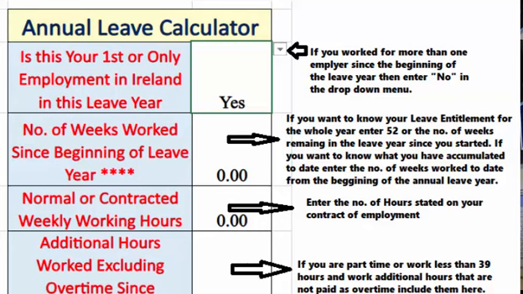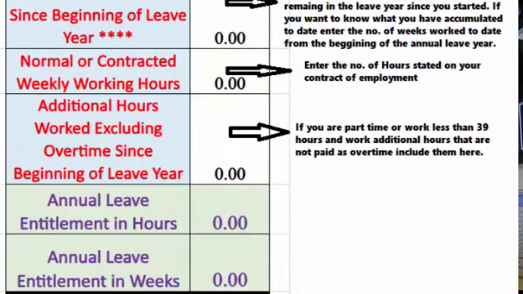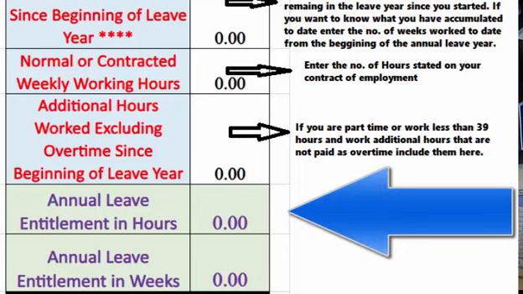If, for example, you are leaving the job and want to know how many hours holiday pay you are due, then enter the number of weeks worked since the beginning of the year, together with any extra hours worked since the beginning of the year, and then subtract the number of hours annual leave you have already taken, if any, from the answer you get in the number of hours annual leave entitlement as calculated below in the box.